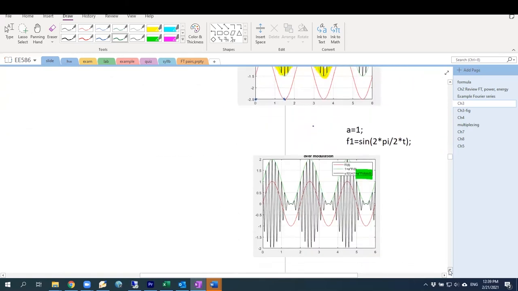Let's look at the other case. Again we multiply 1 plus a f1(t) by c(t), and we look at this portion, the green line. It is never below 0. Therefore, in this case no overmodulation occurs, because the positive envelope of the modulated signal corresponds to the shape of the message.